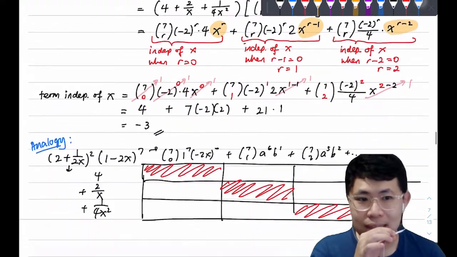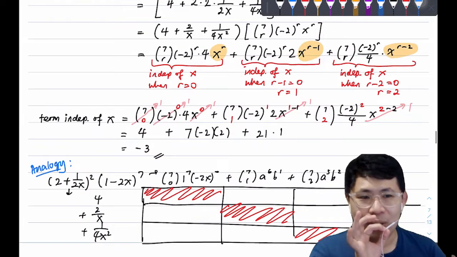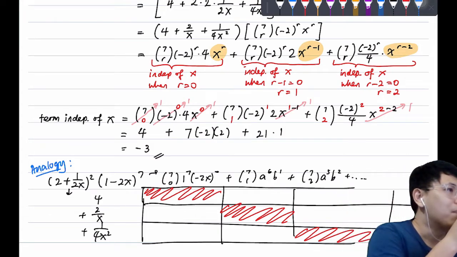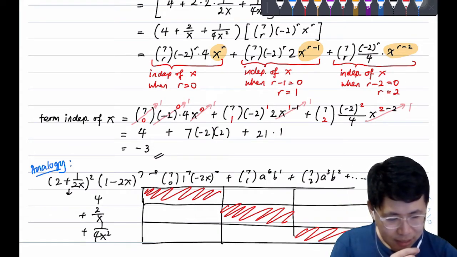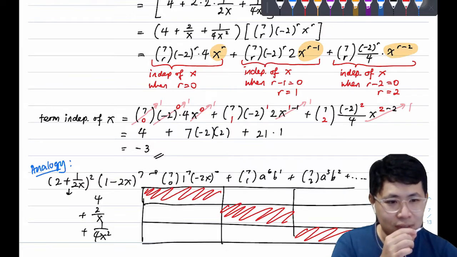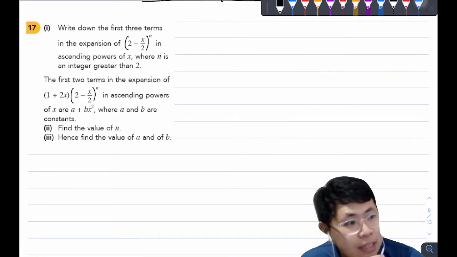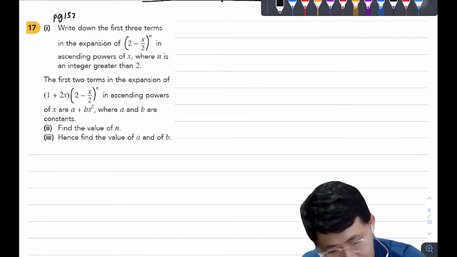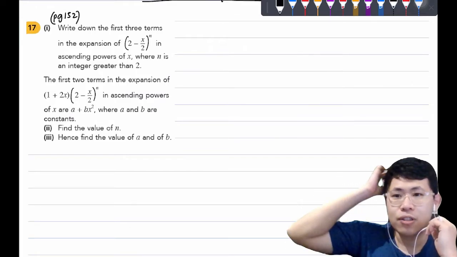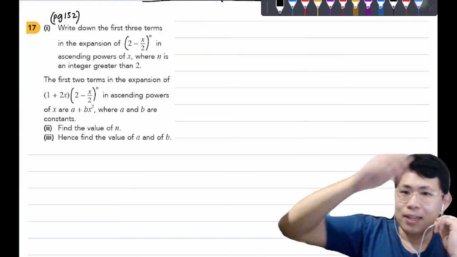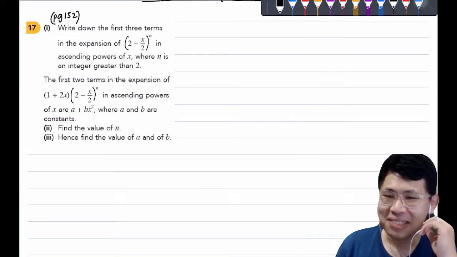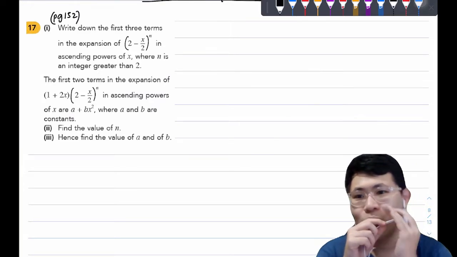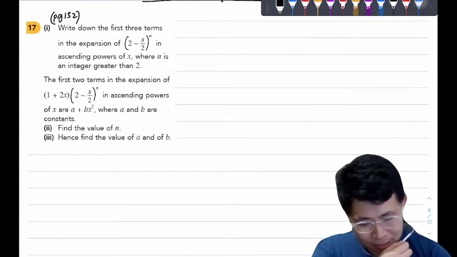I hope you understand this and roughly know what is going on, and when you do more practice, you'll see how it really works. So let us do one last question, the very last question. We are looking at question 17 of page 152. The reason I chose this question is because of the power n, the very difficult power of n. I want to try to do this together with you so that you are not worried too much.